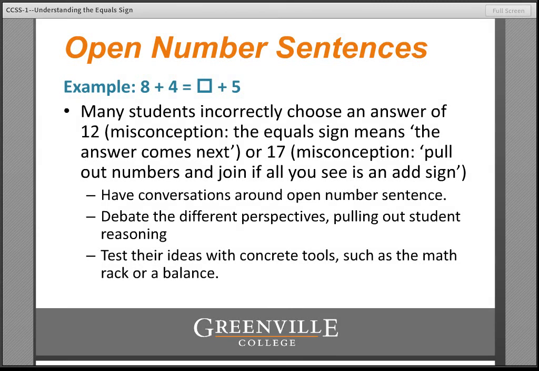And again, you can use the same approach where you try to foster dialogue and conflicting opinions, get students' reasoning out on the table, see if they can convince others in the class of the reason that they have. So you can use these open number sentences then to really pull out student reasoning and to use the alternative answers that they're producing as a tool to foster deeper thinking.